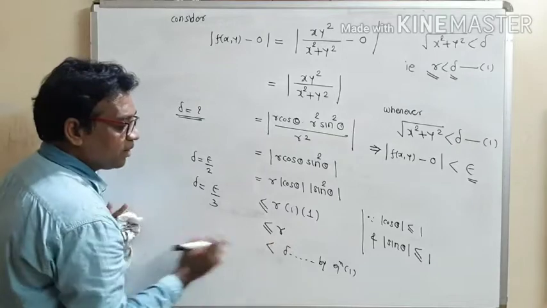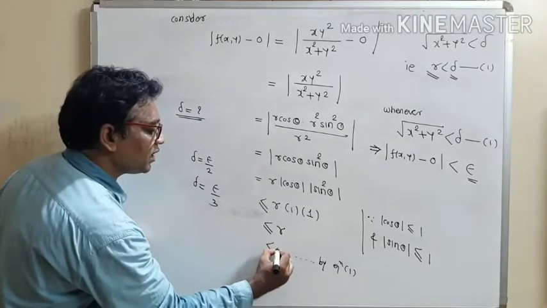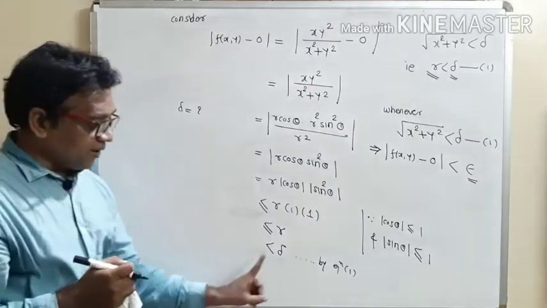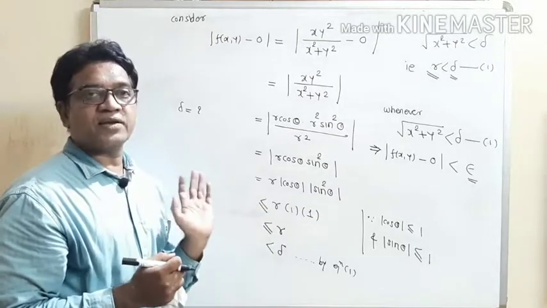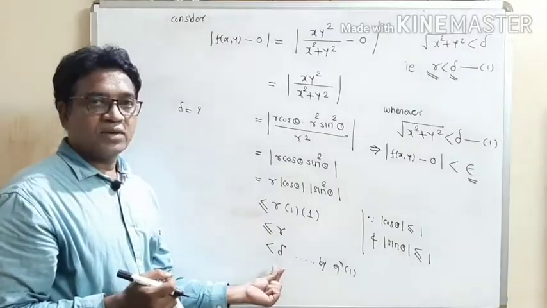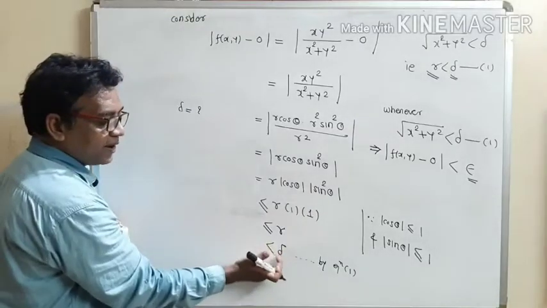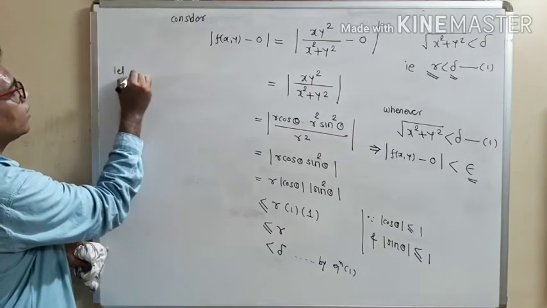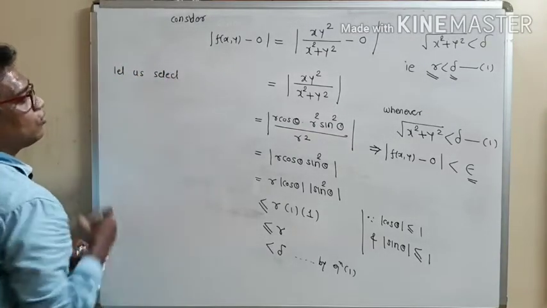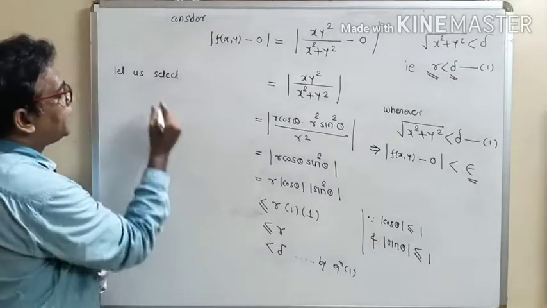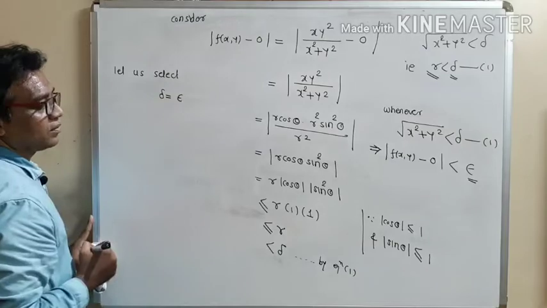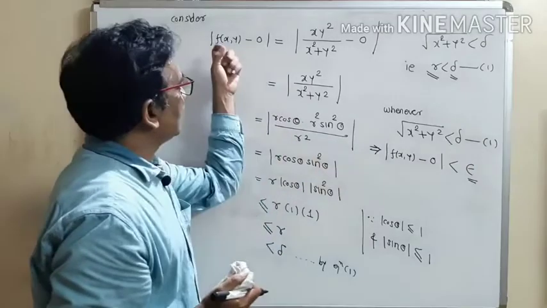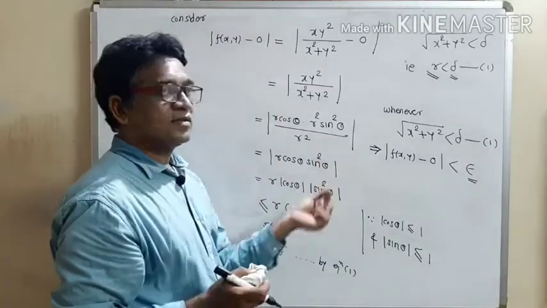Now what is the required term? This is our required term, this is our delta. So see what is the last step? Select the values of delta in such a manner that we get epsilon. That means we have to take delta equal to epsilon. So write down, let us select delta equal to epsilon. That means whenever this is less than delta, we have shown that mod fxy minus 0 is less than epsilon.